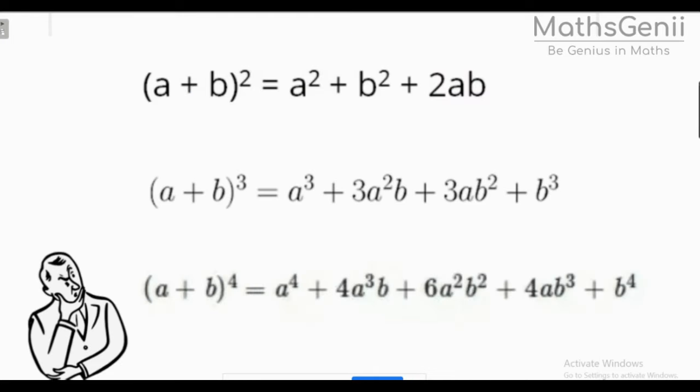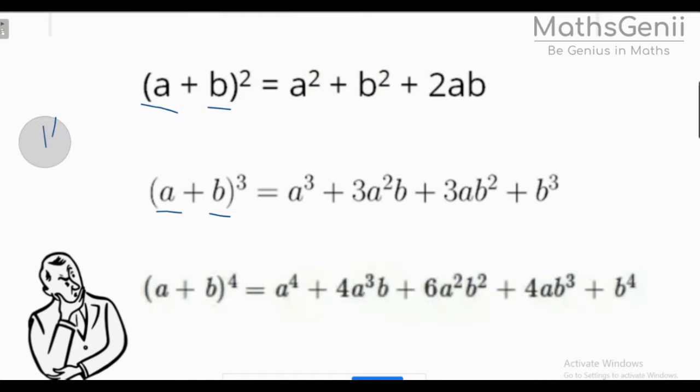Binomial. With the word bi, we know what bi means. Bi means two, correct? So here you have two terms, so it's a binomial. Here you have two terms each, so it's a binomial, and this is how you expand it. So it looks pretty simple, right?